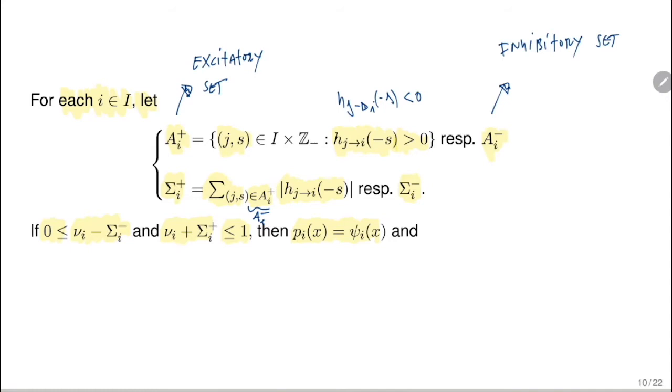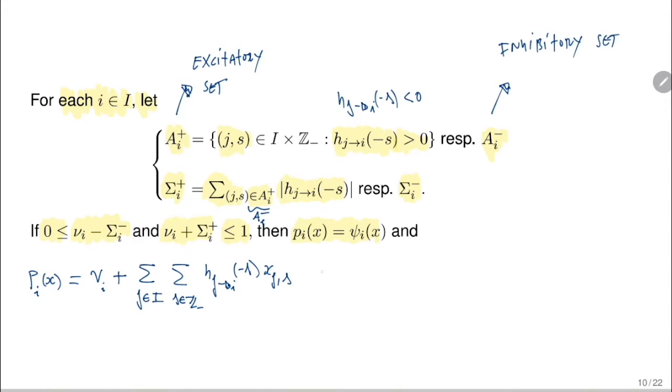So how do we do? So π of x, which is ψ_I of x. So this is ν_I plus the sum over j in I, sum over s in Z minus, of λ_{j→I}(−s) x_{js}, right?